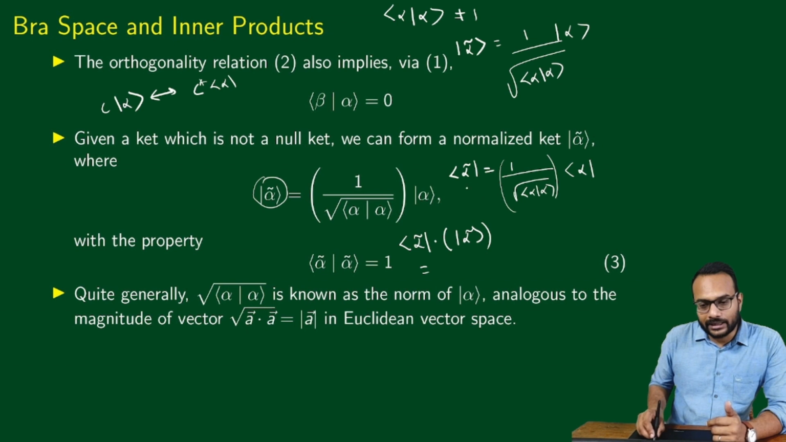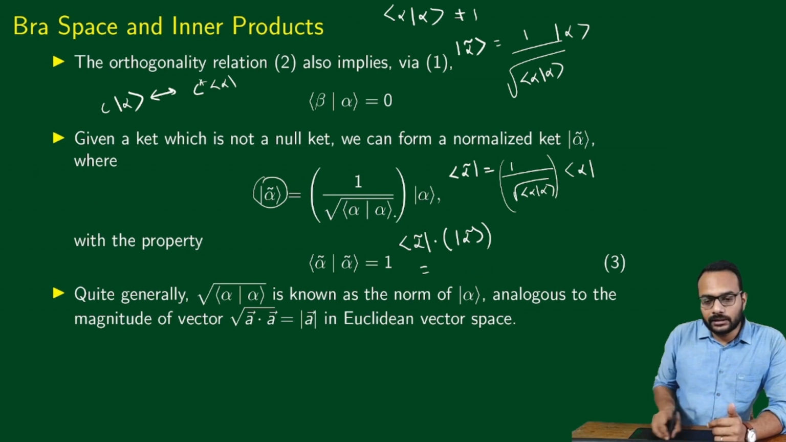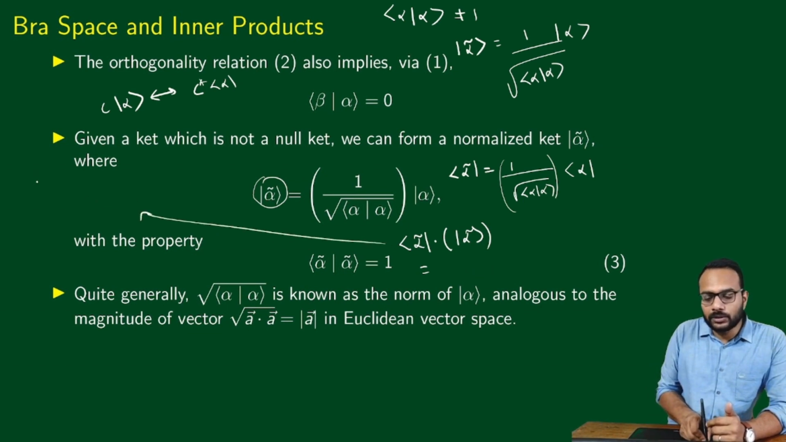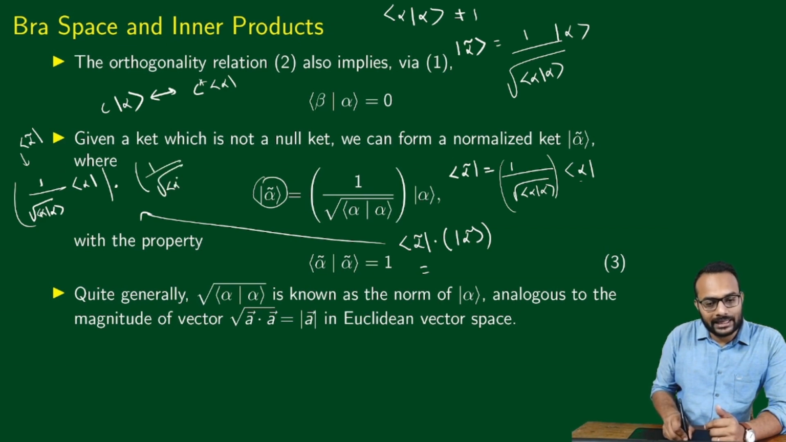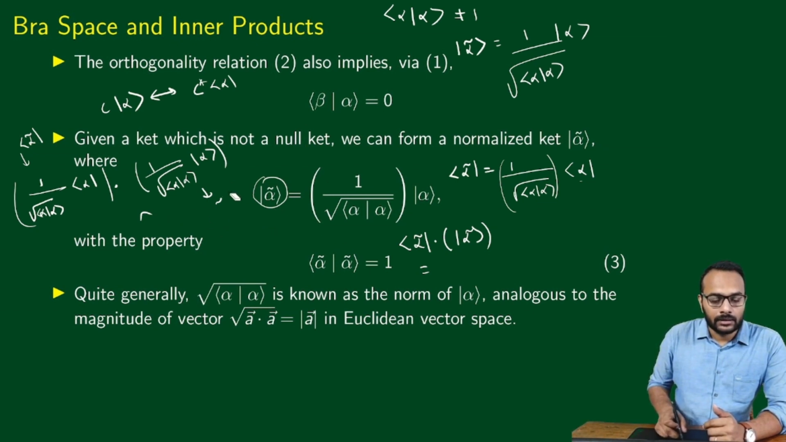So this you can write as, let's write this together, 1 by square root of alpha alpha, bra alpha, which is our bra alpha tilde, multiplied by 1 by square root of bracket alpha alpha and then ket alpha. What is this? This is ket alpha tilde, right? That's how we define the ket alpha tilde here.